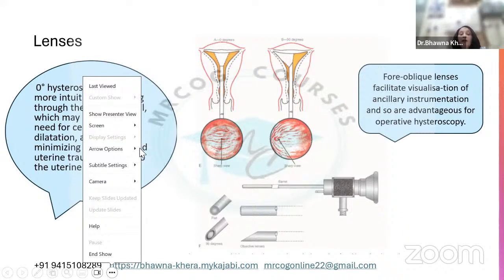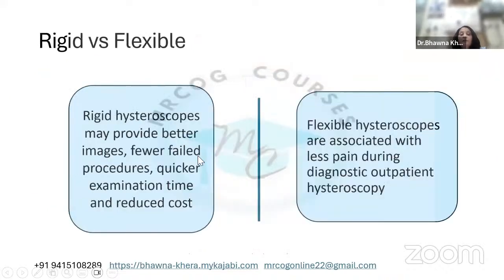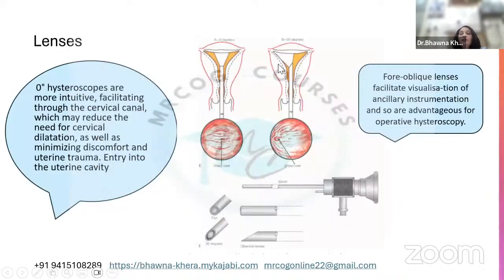Now, the other one which is tilted. In the tilted one, as you are going inside, you are looking at one side, right? So you have a view, and you can clearly see that particular view and reach up to the corners. And this is important if you are doing the operative one.